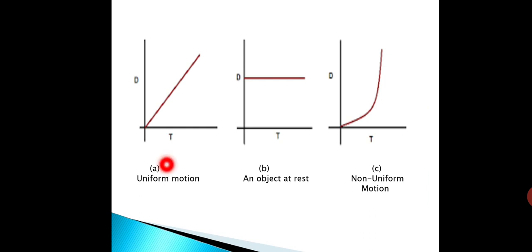Now you can see this uniform motion, straight line, right? If it is parallel to the time axis, that is, the object is at rest. If it is moving like a curve, that is non-uniform motion. Easy?